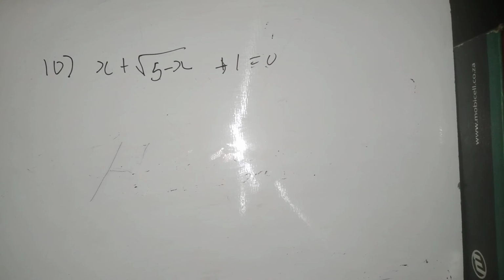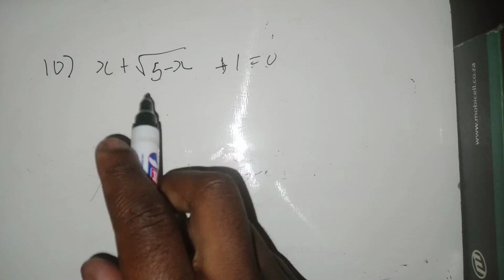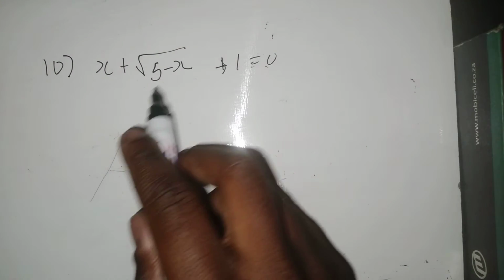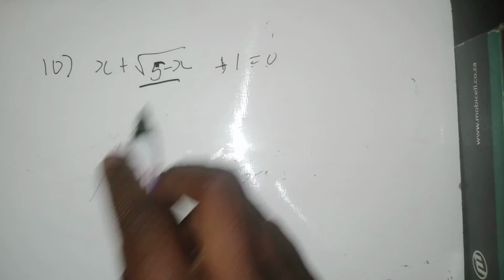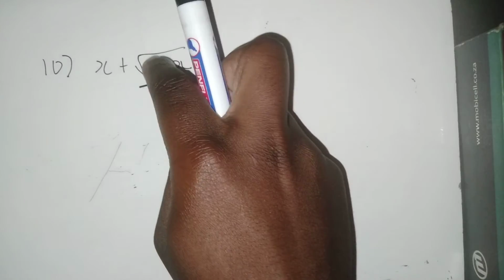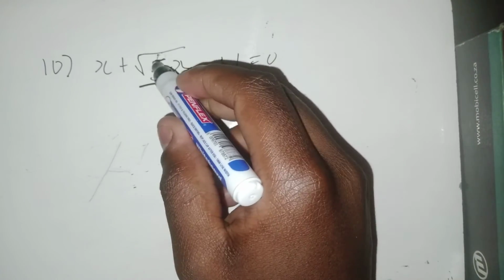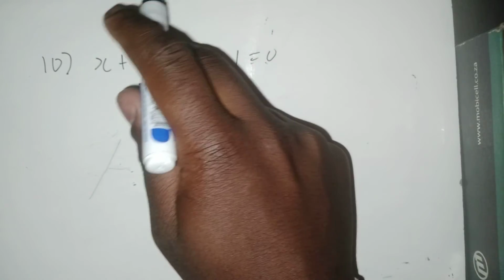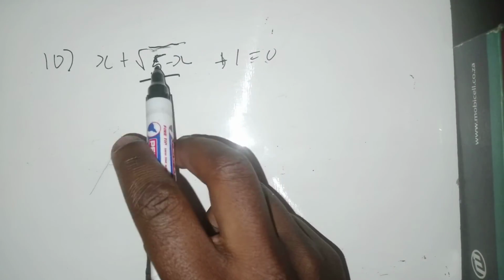Here is the next one, so you can pause the video and attempt. When you see the square root, you already know that you will end up testing your answers. So we know that this has to be isolated, right? So this is a 5, right? If you couldn't see, you can pause the video and attempt from this part. So this is meant to be 5 minus x.